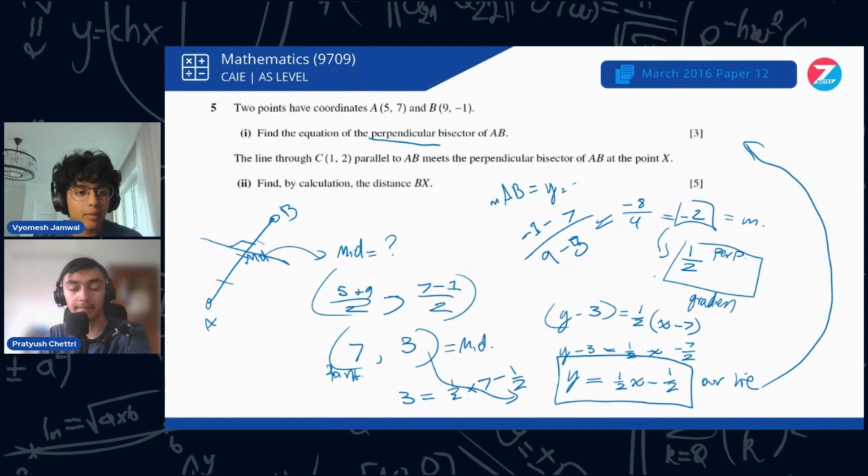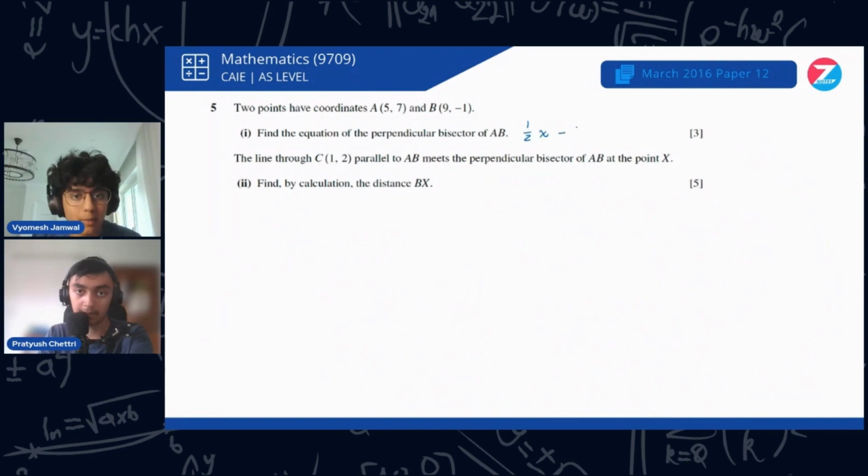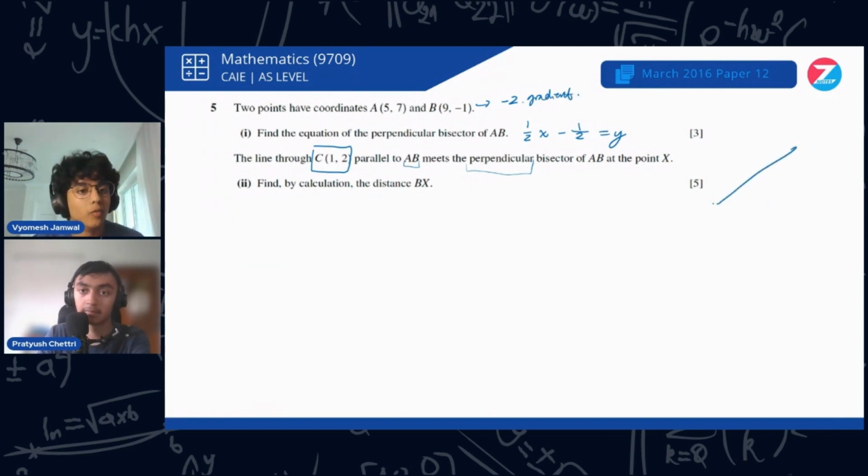And now going to the next question: the line through C, parallel to AB, meets the perpendicular bisector of AB at the point X. So we note that the gradient of AB is negative 2, let's keep that in mind. And it's saying that the line through C is parallel to AB, so it has the same gradient, which is negative 2. We've also got another point, which is point C. And we have to find the intersection point of the perpendicular bisector given by the previous question and the new line. And then after we get the point X, we have to find the distance BX. We can do that easily. It shouldn't be an issue.